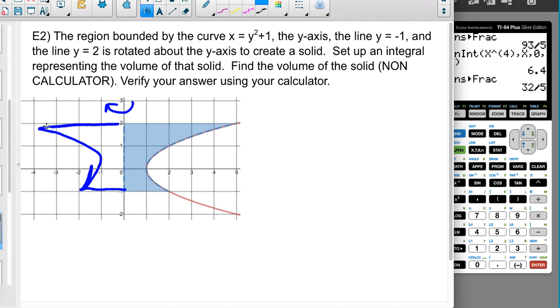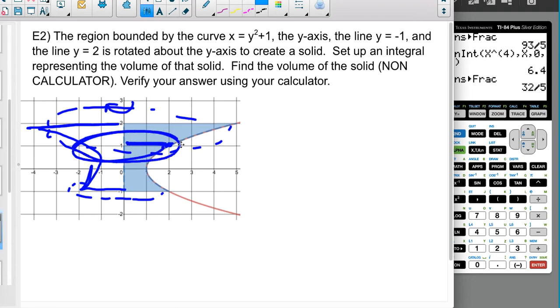Okay, so it's going to rotate around this way, right? So it's going to look a little bit like a pedestal. If I rotate this, here's one slice that's rotating around. That's one disk. I just pick a random disk in the middle, and I notice that my radius is a horizontal line. So my radius should be the right curve minus the left curve. Well, the right curve in this case is the y squared plus 1. The left curve is just the axis, so it's 0.